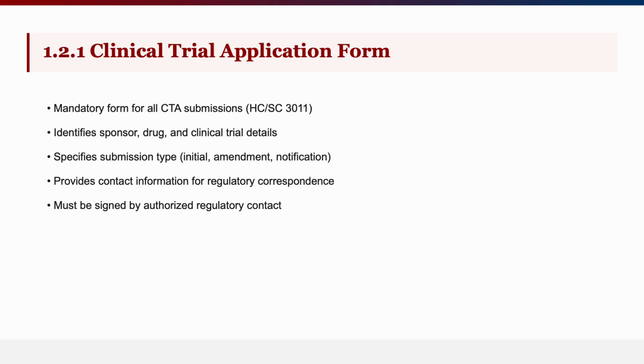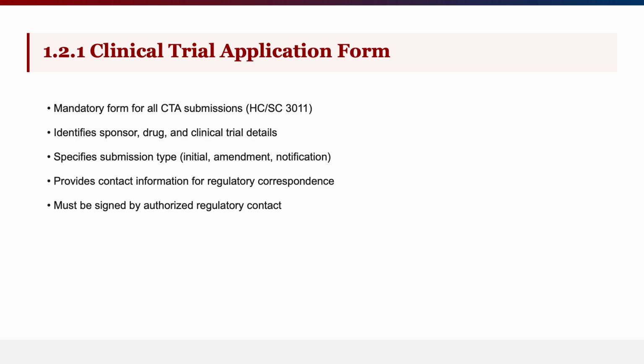Third, the form specifies the submission type. Is this an initial CTA for a new trial? A CTA amendment modifying an existing authorization? Or a notification for certain changes that don't require prior authorization? The form also captures critical contact information for regulatory correspondence. Health Canada needs to know who to contact with questions or requests for additional information. The regulatory contact should be someone with authority to respond to Health Canada inquiries.